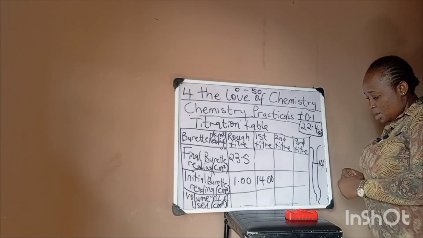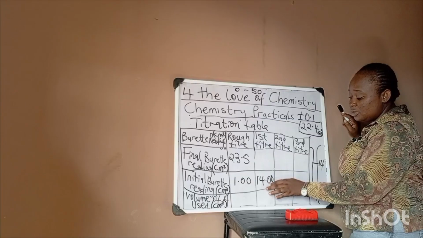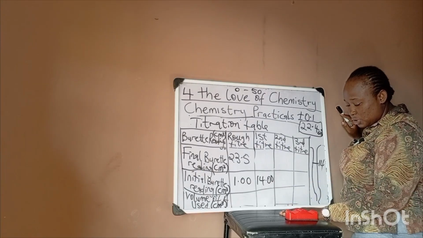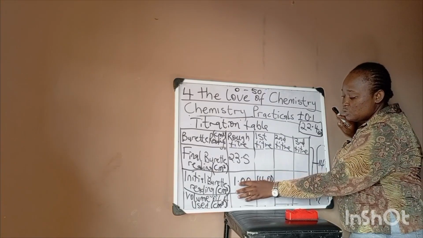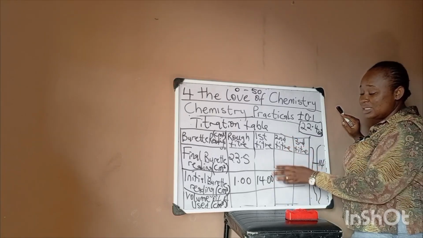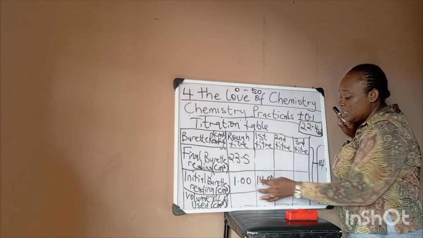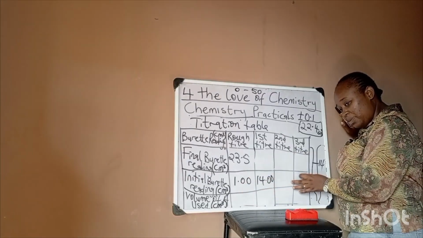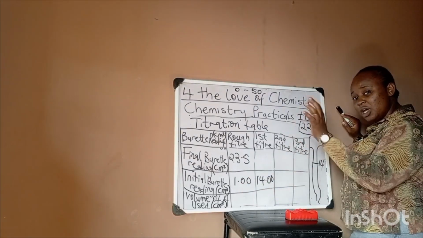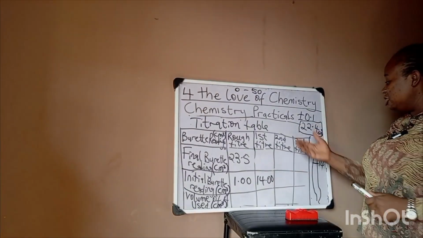Now, because I have 0.00 here, I must maintain 2 decimal places. Must. You can't have 2 decimal places here and have 1 decimal place here. Take note of that. All these things are what WAEC checks. So if you started with 2 decimal places, you must continue with 2 decimal places. There must be uniformity in whatever you're doing. So let's say I chose 14 as my initial.